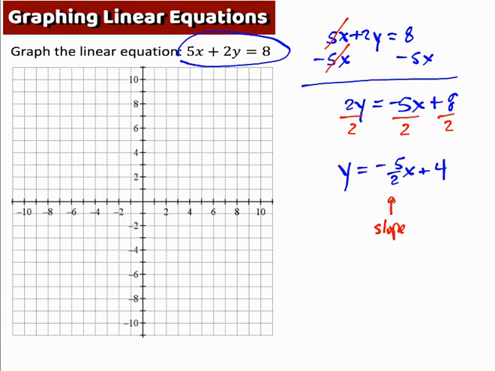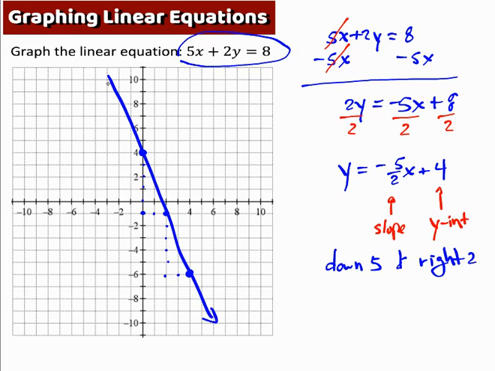Notice it is negative, so the line is going to move down from left to right. And our y-intercept is 4. So we will start on the y-axis at 4. We will go down 5 and right 2. 1, 2, 3, 4, 5 down, 1, 2 over. And we can connect these dots for our linear equation. And this is the graph of 5x plus 2y equals 8.